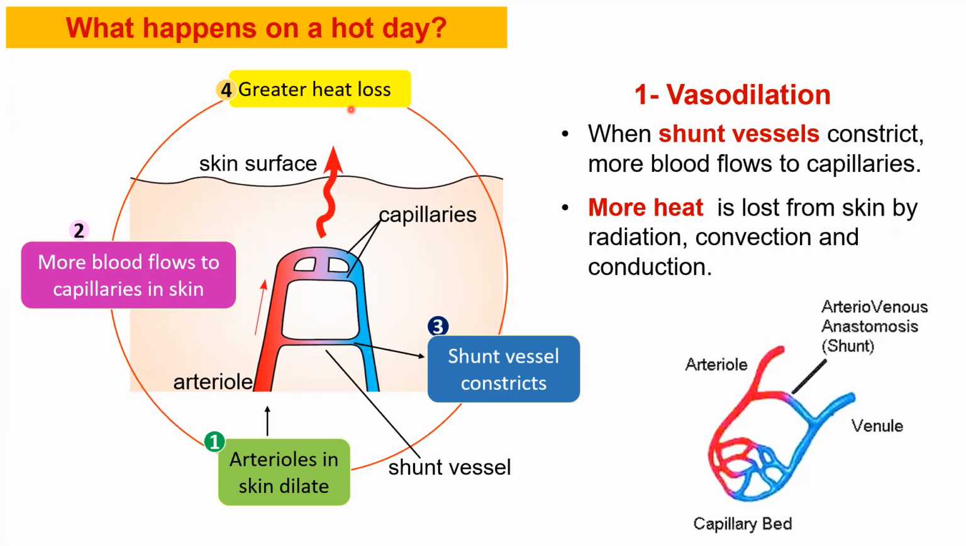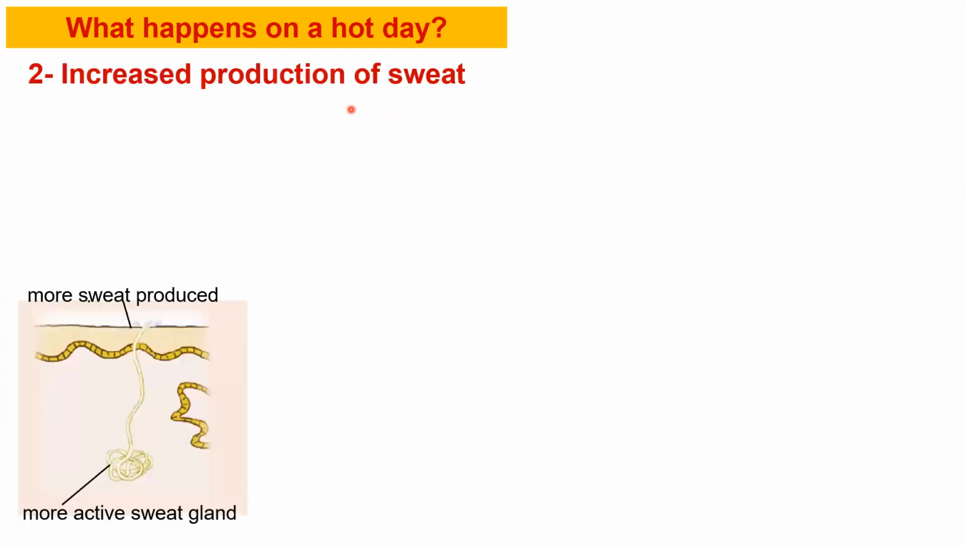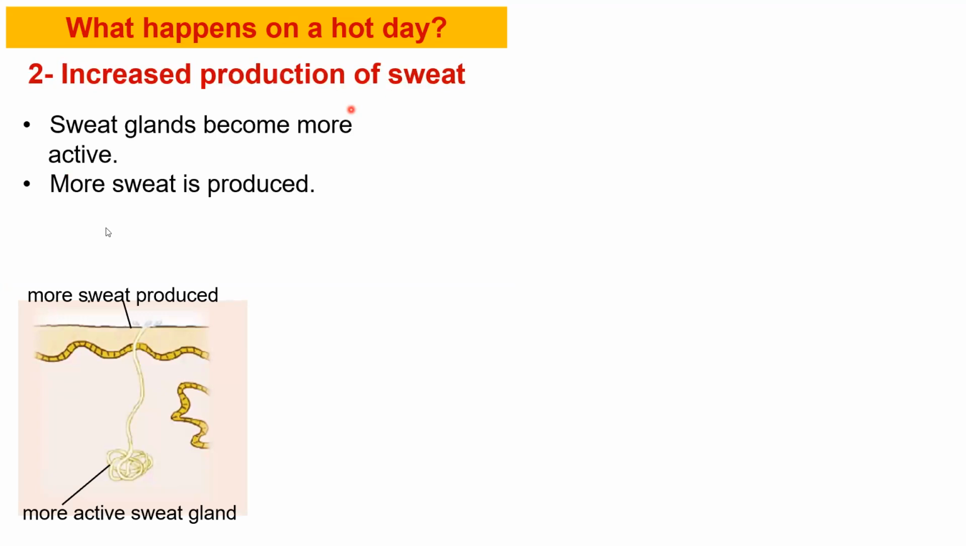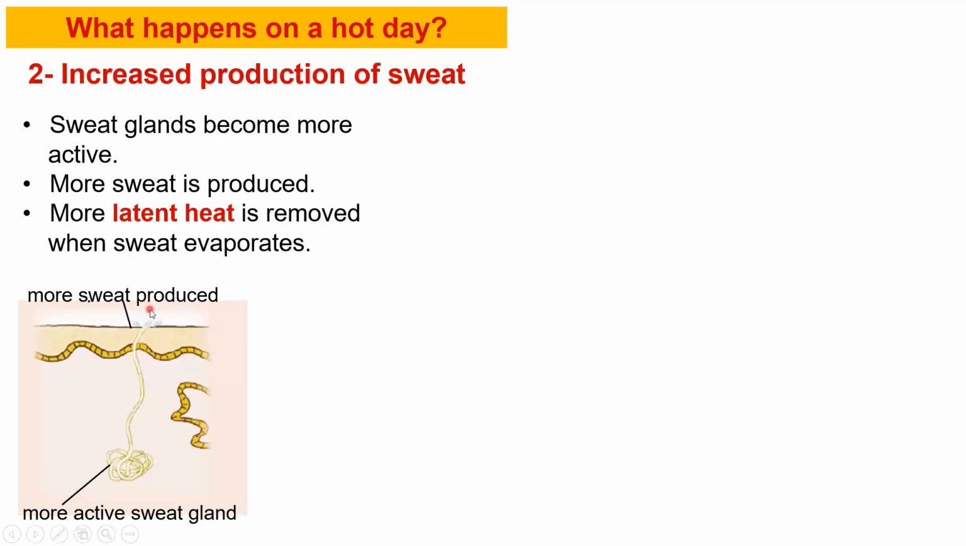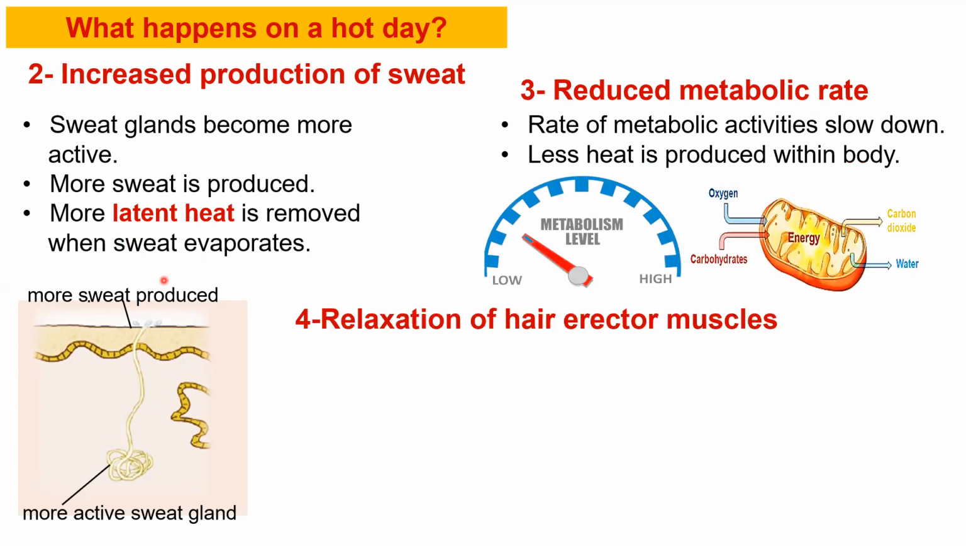I hope the point is clear. Okay जी, next आपके पास second point है increase production of sweat. ज़्यादा sweat produce होगा तो ultimately latent heat of vaporization होगी, and that latent heat is removed when sweat evaporates. You have to use the word latent heat in your answer. Okay, reduced metabolism, आपके पास heat कम produce होगी.